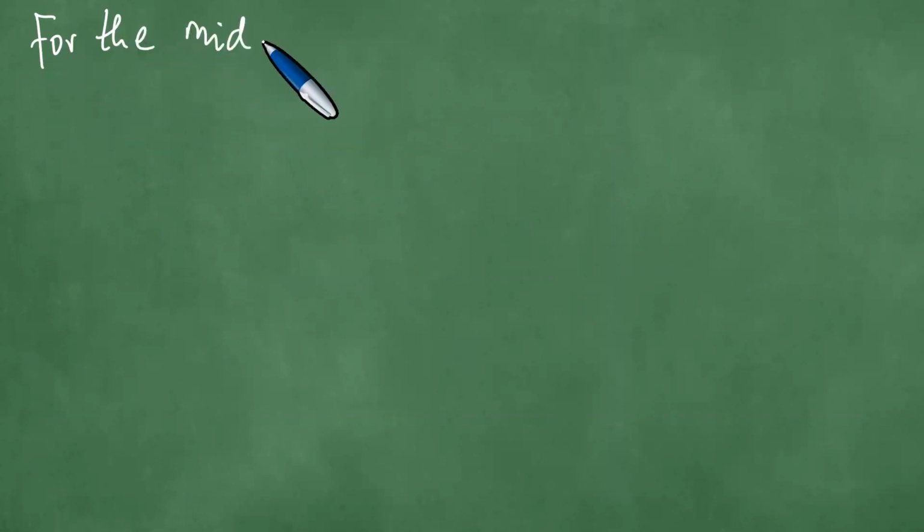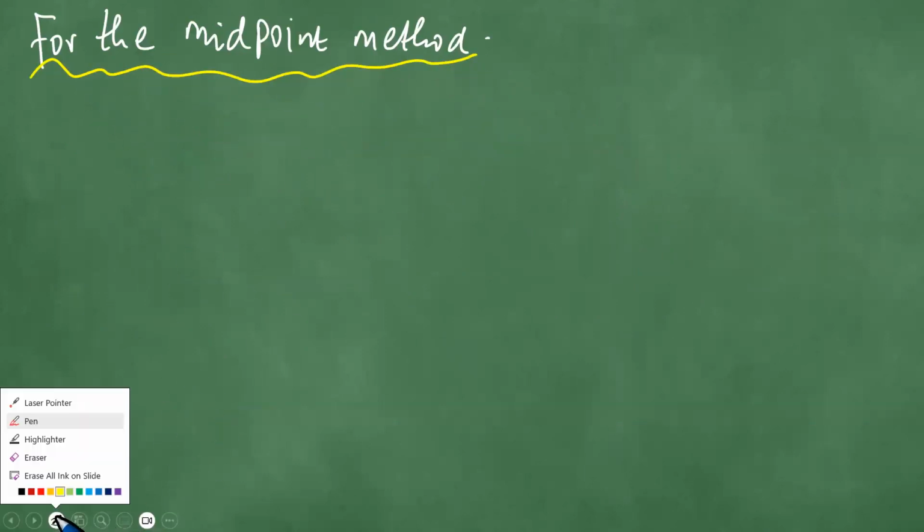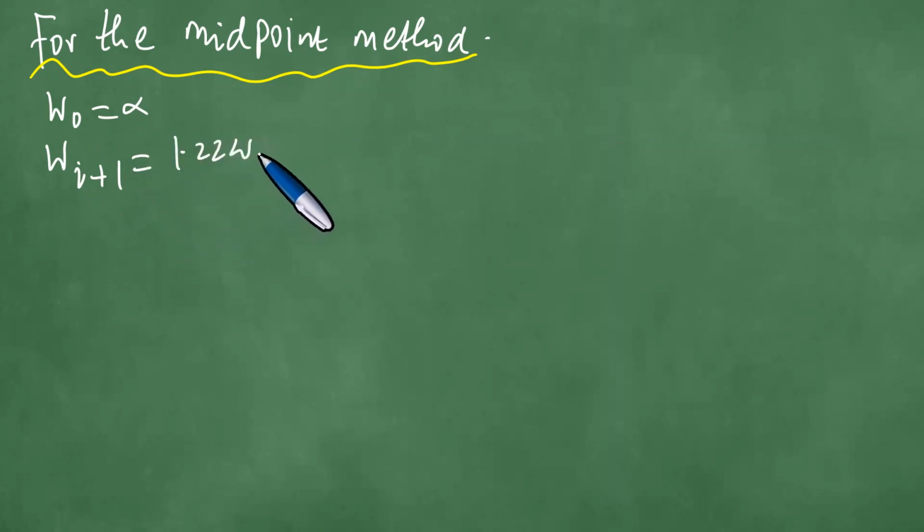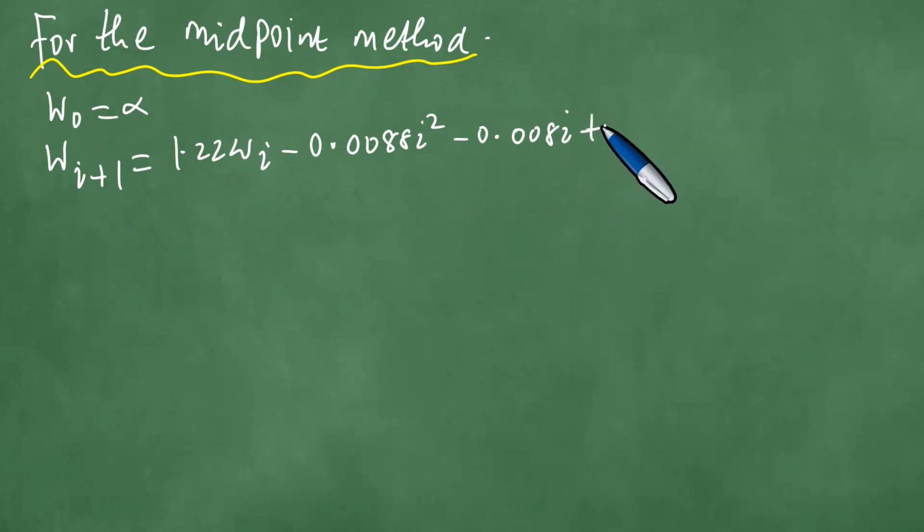For the midpoint method, we know that W0 is alpha, but we've already found the difference equation, which is Wi plus 1 equals 1.22 Wi minus 0.0088 I squared minus 0.008 I plus 0.218.